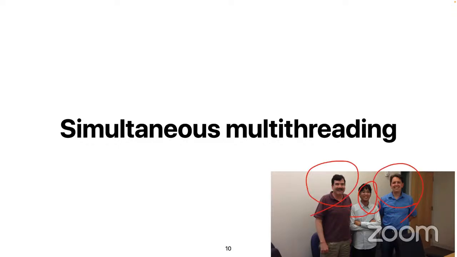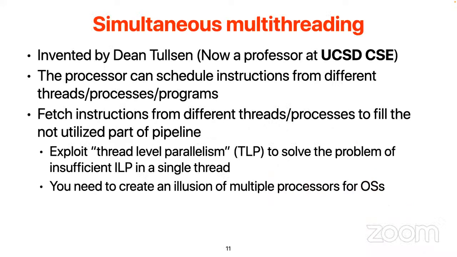But why am I showing this? Because my advisor, Dean Tullsen, was actually the inventor of simultaneous multi-threading. And simultaneous multi-threading has a trademark called hyper-threading by Intel. So what is simultaneous multi-threading, or say hyper-threading? It leverages the concept that we said, right? If we have a lot of good facilities and they are underutilized, why can't we share them with others, right?